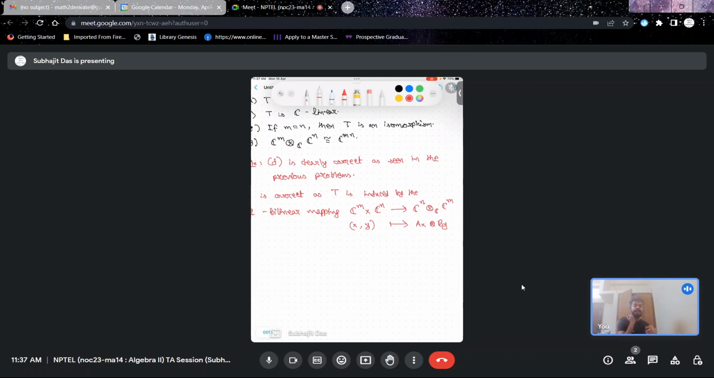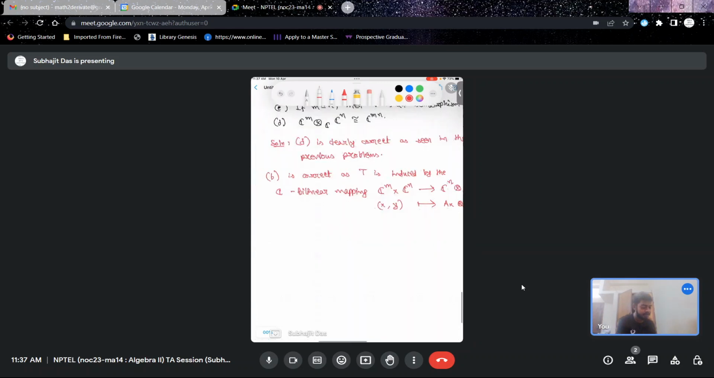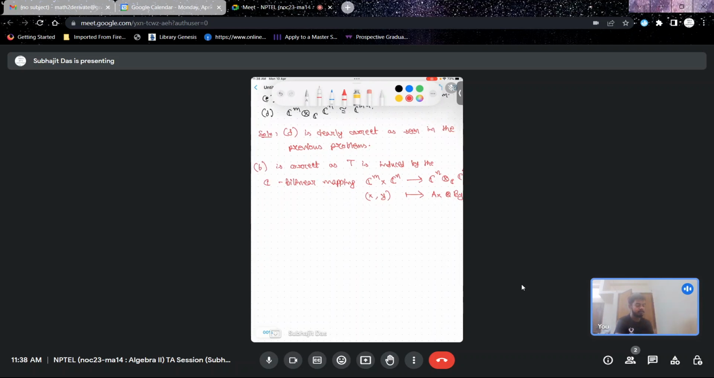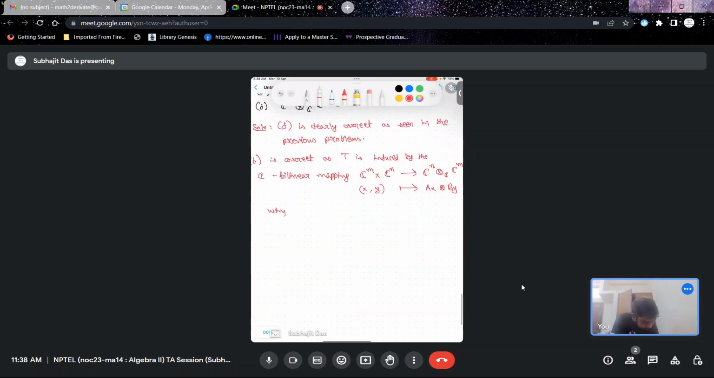So Ax tensored with By will be a bilinear mapping of Cm cross Cn into Cn tensored over C with Cm, right? And hence this induces a unique C-linear mapping of Cm tensored over C with Cn into Cn tensored over C with Cm, which sends x tensored y onto this. This is precisely what the map T is. So T is induced by the C-bilinear mapping using the universal property of the tensor product.